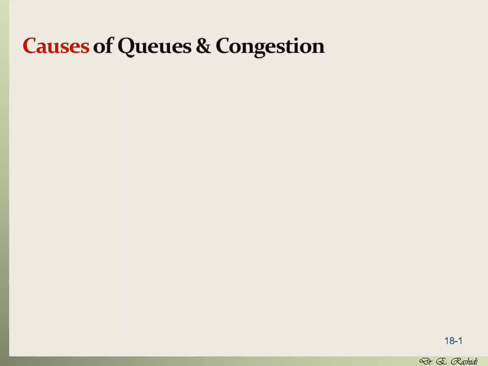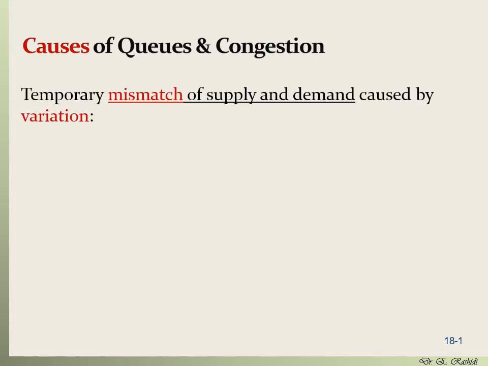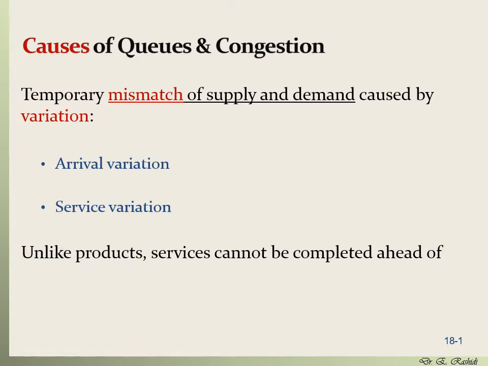Have you ever wondered what the causes of queues and waiting lines are, or why queues and waiting lines are formed? The reason that we have queues is a temporary mismatch between supply and demand that can be caused by several factors, mainly by a variation in the arrival of customers and a variation in providing the service. Unlike products, services, as you know, cannot be completed and stored in, for example, an inventory as they are.